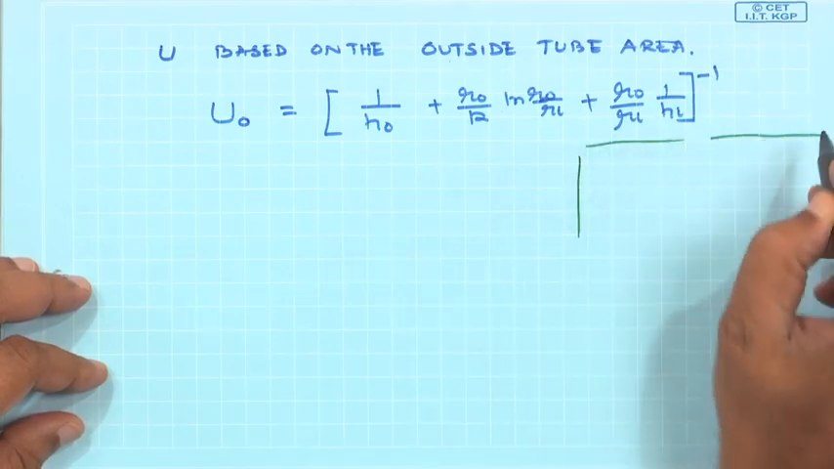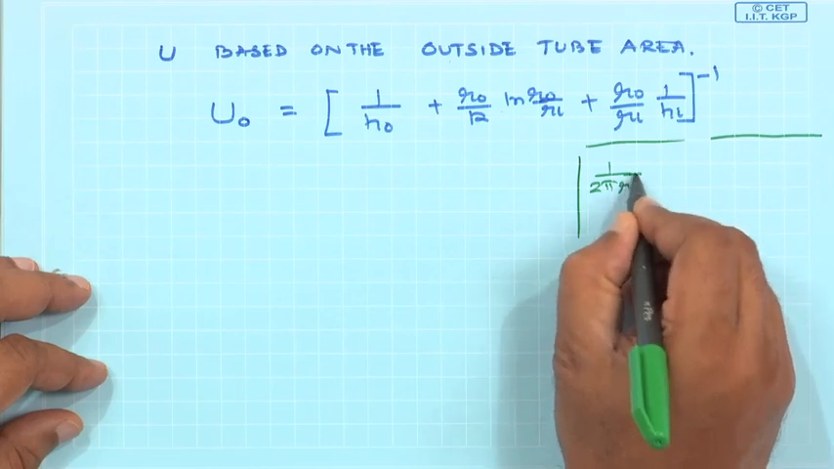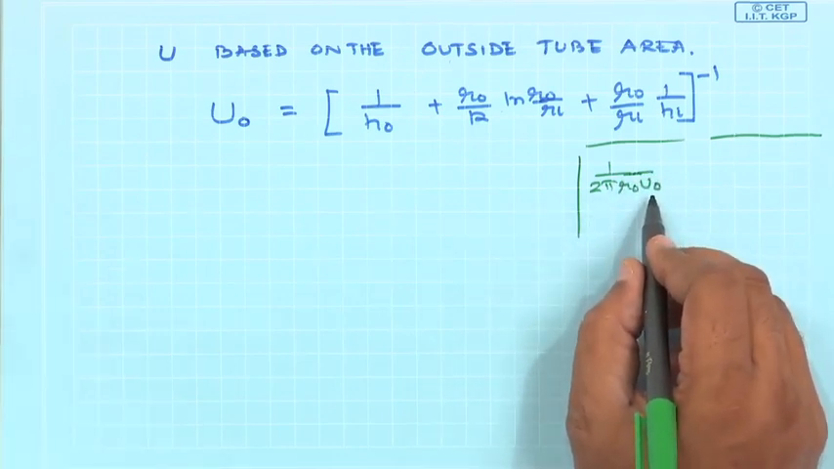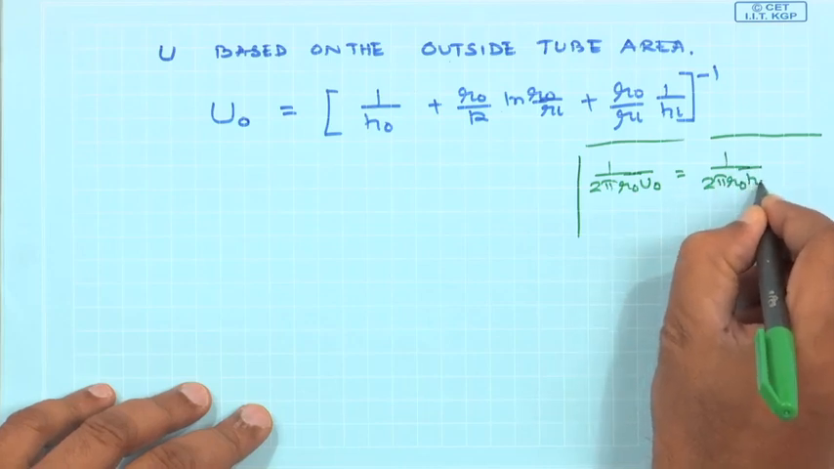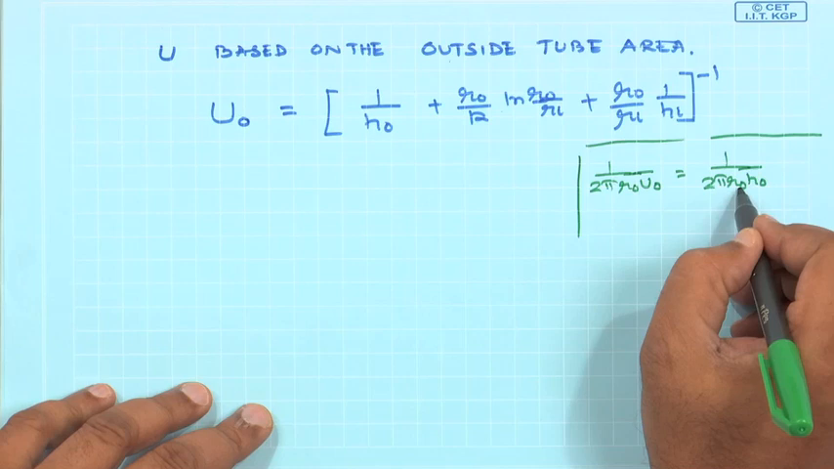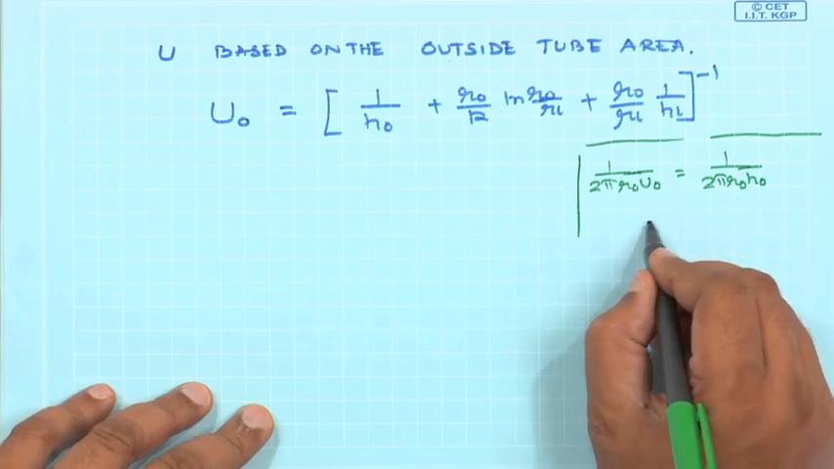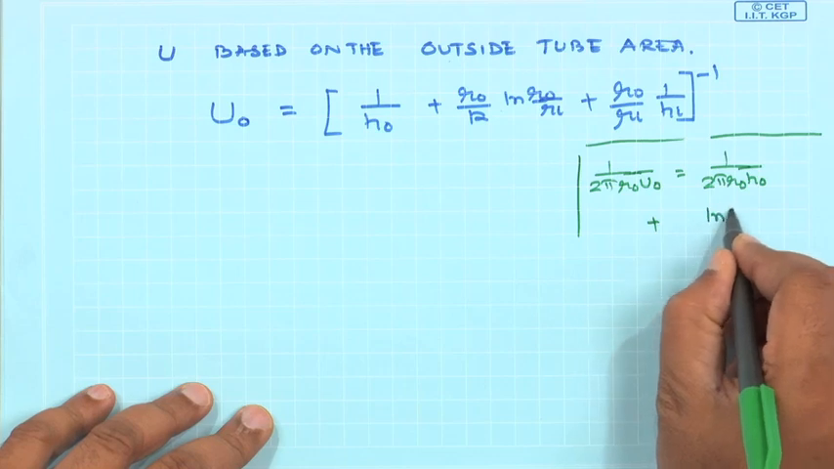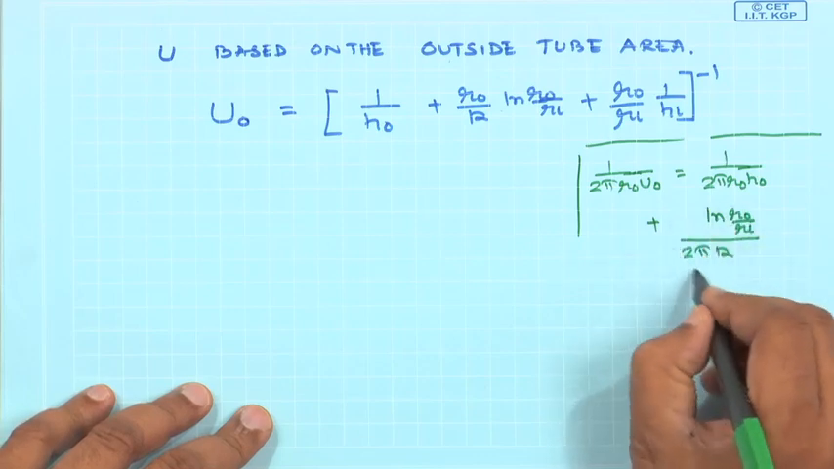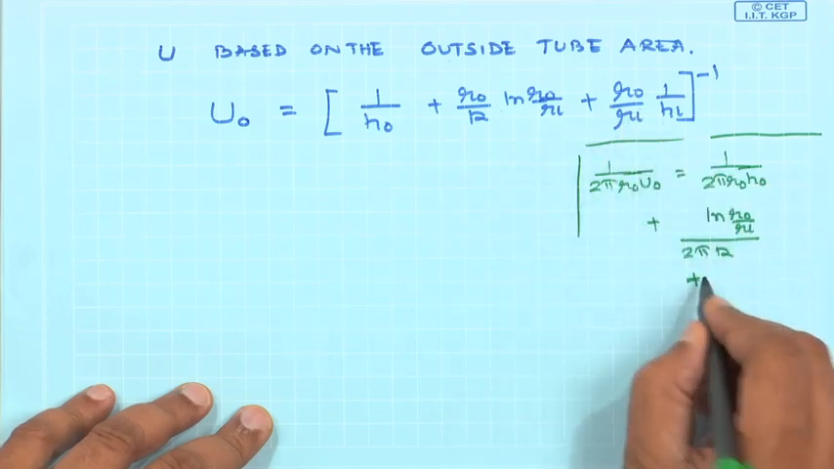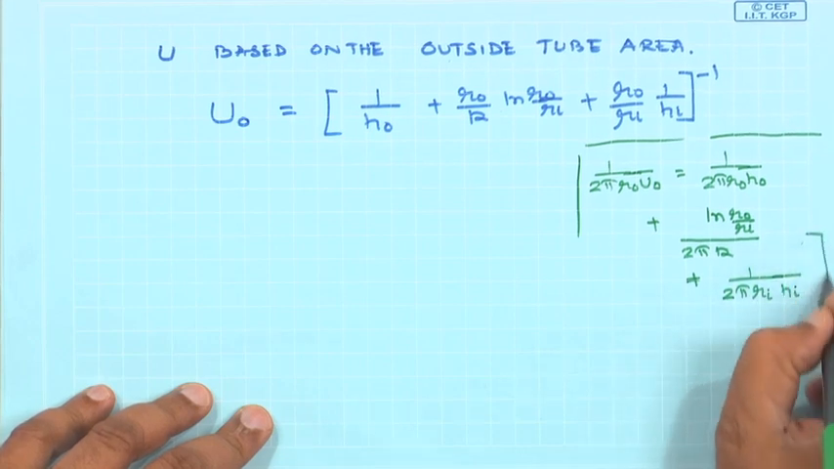This is the same straightforward conduction, where 1 by 2 pi r naught U naught, where U naught is the overall heat transfer coefficient based on the outside area, would simply be equal to 1 by 2 pi r naught times h naught, the resistance with the area of the outside times h naught, plus ln(r naught by r_i) by 2 pi k, the conductive resistance, and the convective resistance on the inside would be 1 by 2 pi r_i h_i. So, this is the relation.